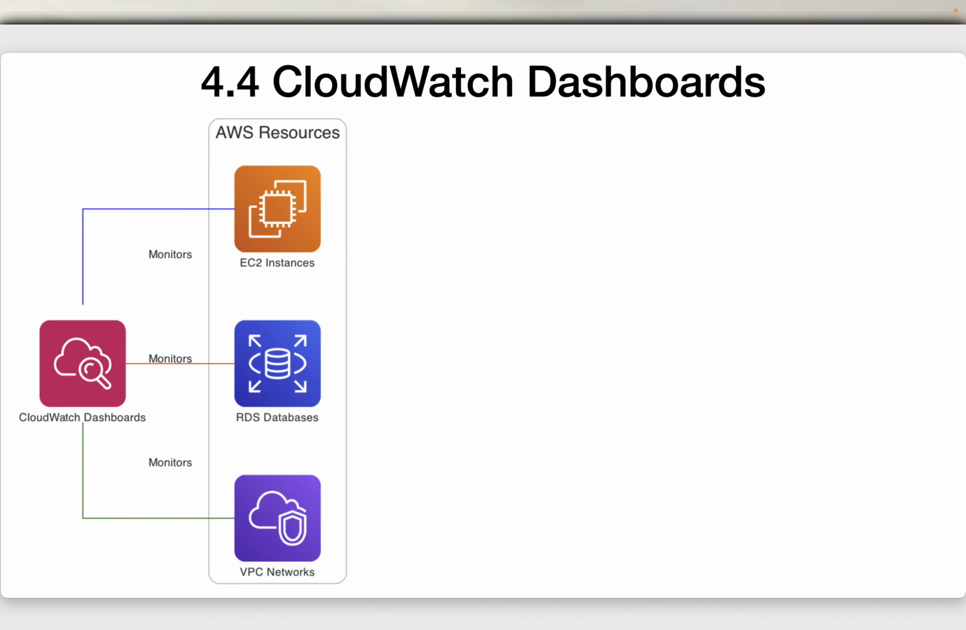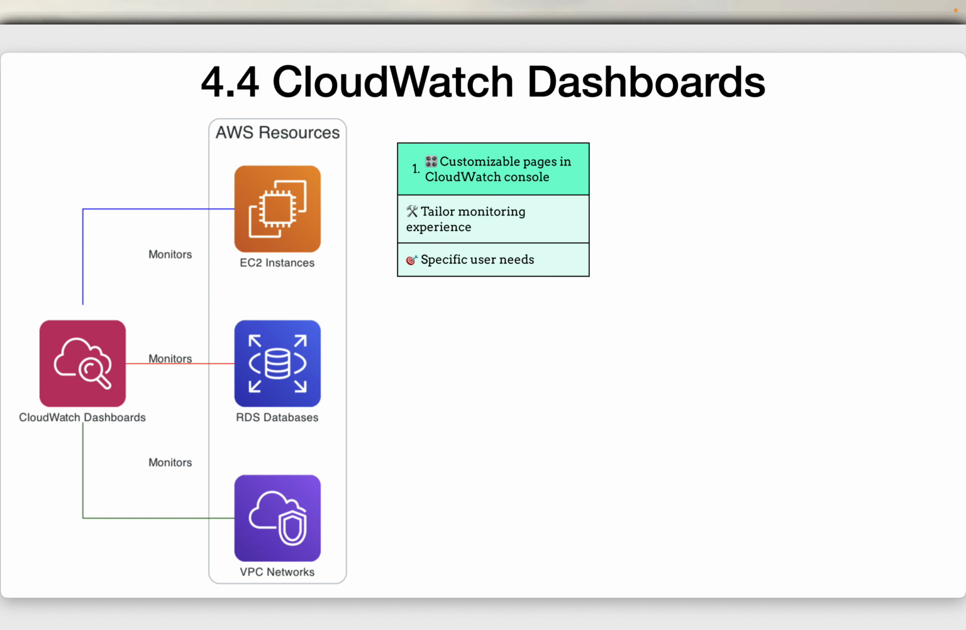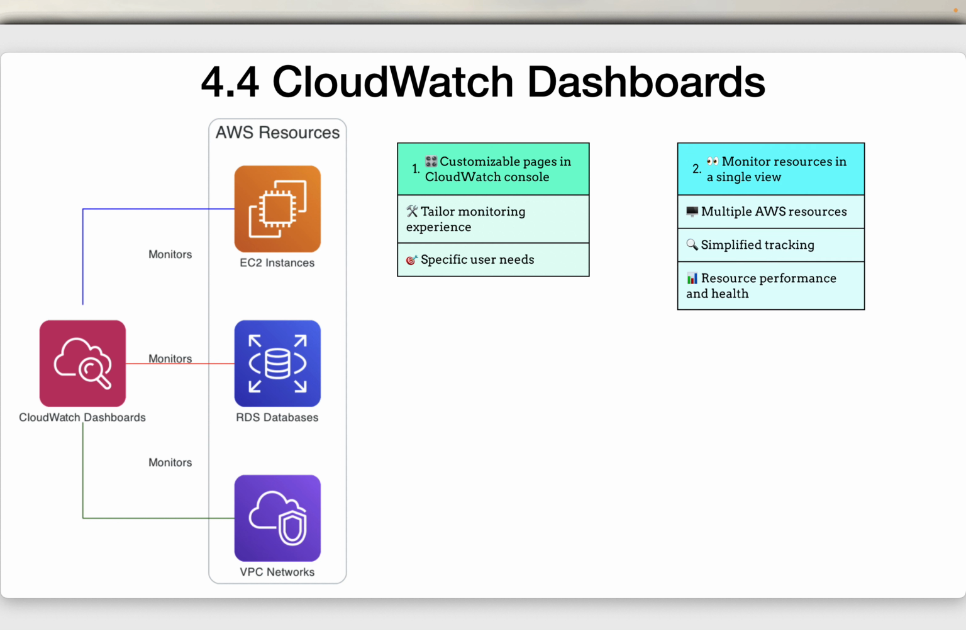Okay, next capability, CloudWatch dashboards. Amazon CloudWatch dashboards are fully customizable pages within the CloudWatch console, allowing users to tailor their monitoring experience to their specific needs. CloudWatch dashboards enable users to monitor multiple AWS resources in a single, centralized view, simplifying the process of tracking resource performance and health.